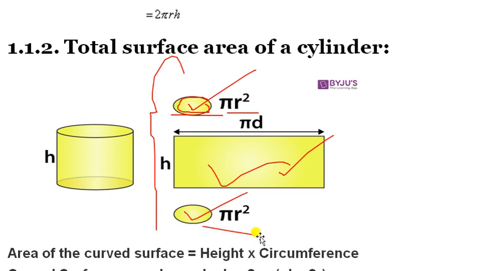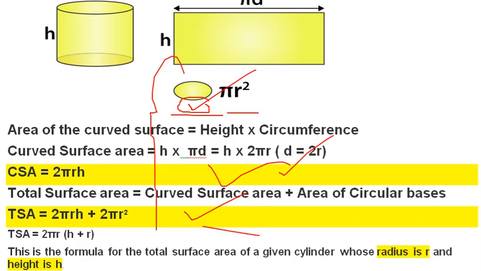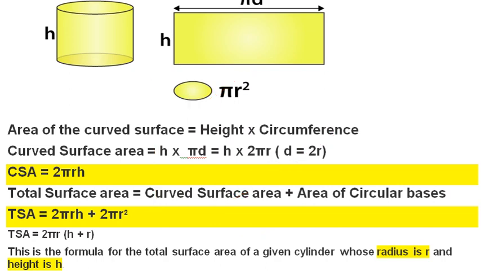So ultimately, see here, the total surface area will become curved surface area, which is 2 pi rh, and total surface area means curved surface area plus area of the circular bases, that means this top one and this bottom one.